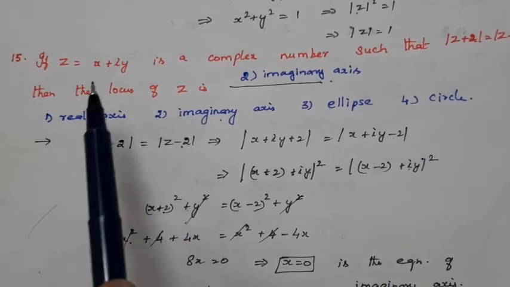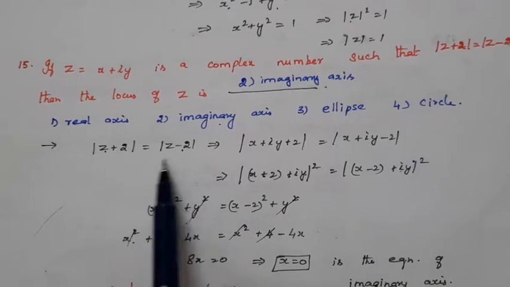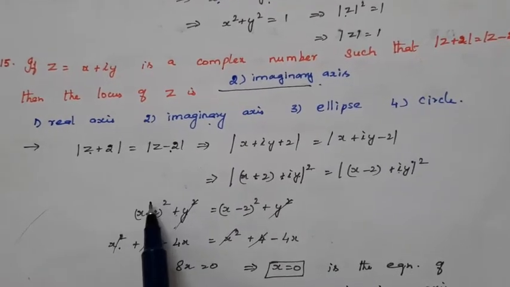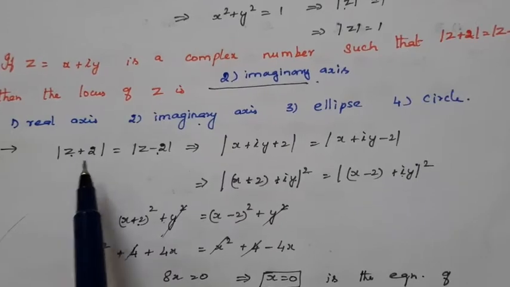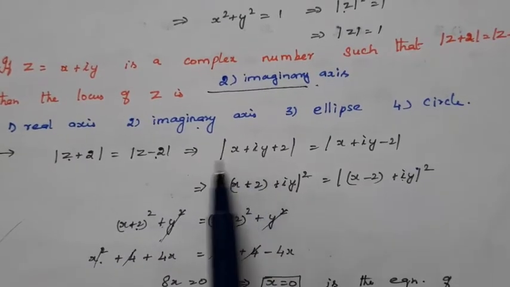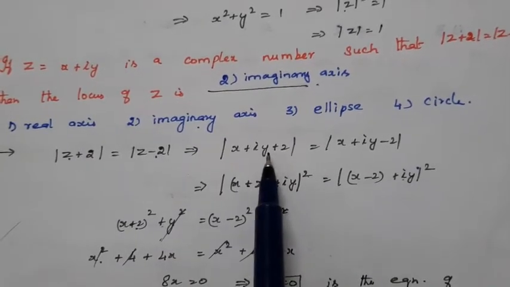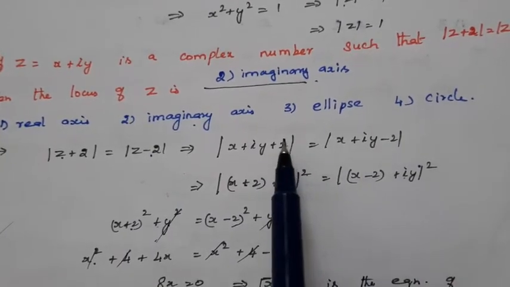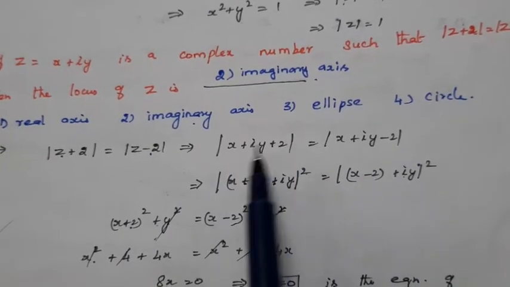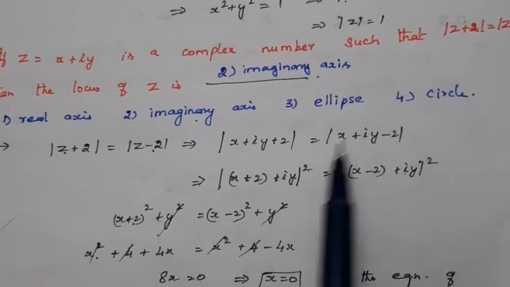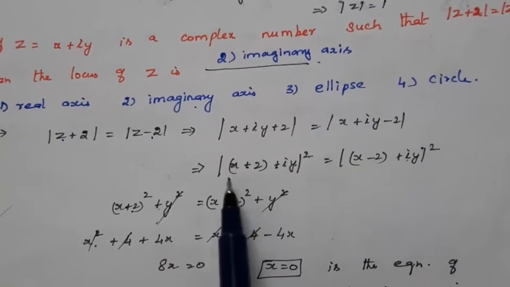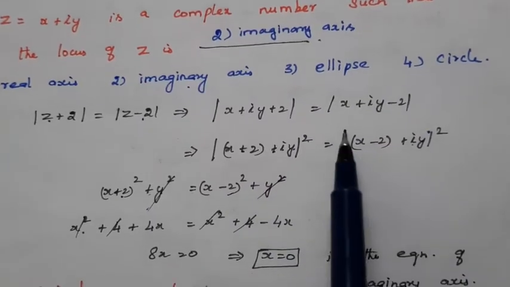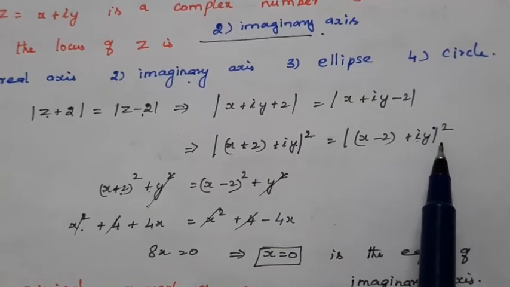So by substituting z as x plus iy in this condition, let us find out what would be the locus of z. So substitute z as x plus iy here. So it will become modulus of x plus iy plus 2, and here it will be x plus iy minus 2. Modulus means you will have square root. To get rid of the square root, let us square. On squaring, you will have modulus of x plus 2 plus iy the whole square, and here, grouping that, modulus of x minus 2 plus iy the whole square.